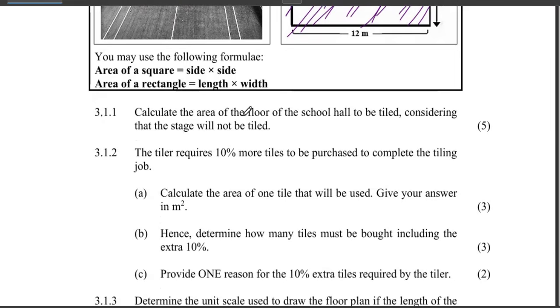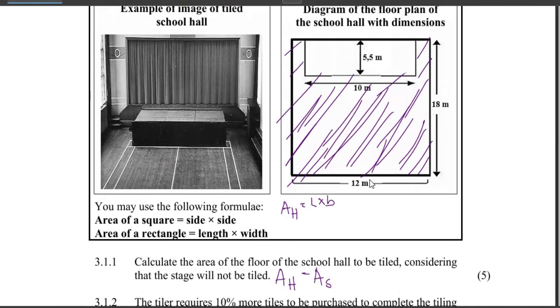5 marks. Calculate the area of the floor of the school hall to be tiled, considering that the stage will not be tiled. What happens? We shall calculate the area of the hall. I'll call it area of the hall, AH, then minus area of the stage, which is AS. So area of the hall will equal length times breadth, because it's a rectangle. So we have length as 18 and breadth as 12.